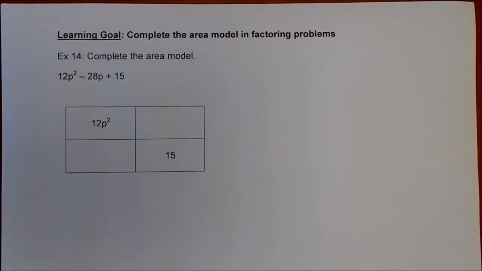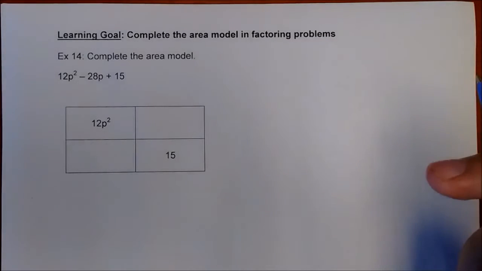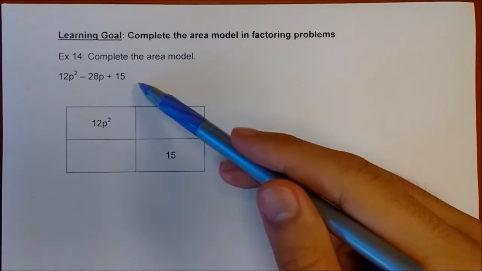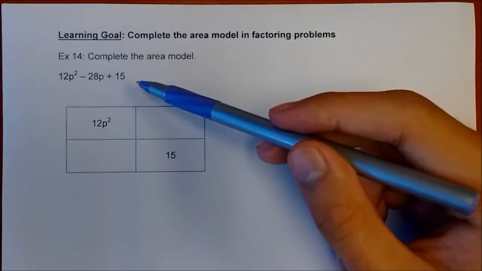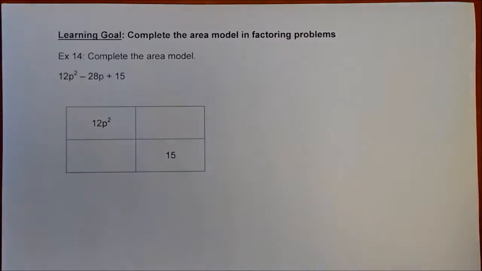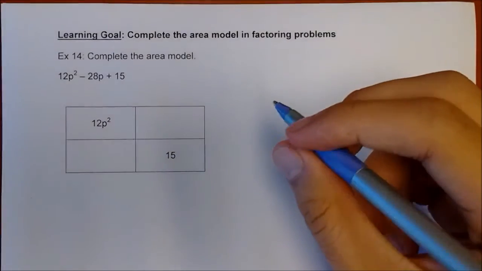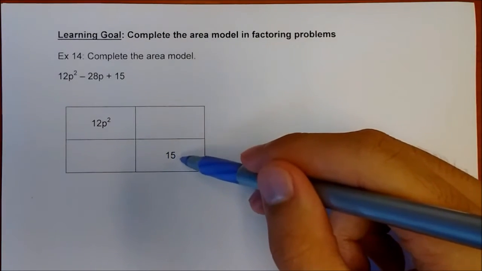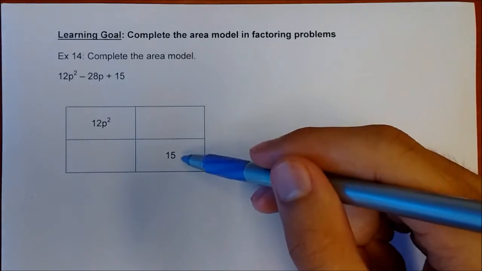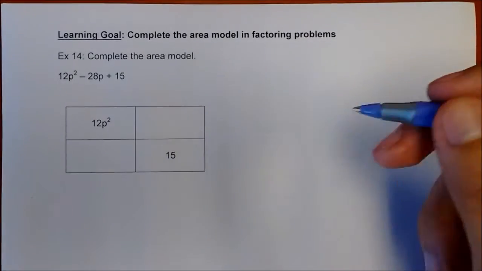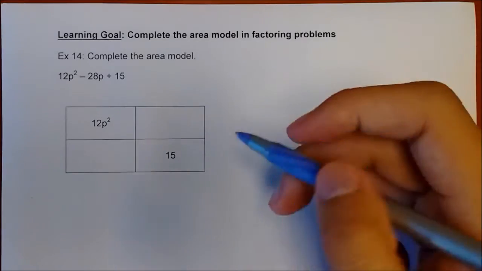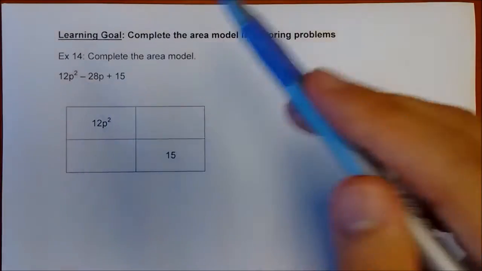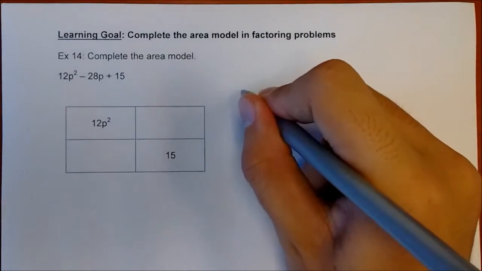So in this next example, we're going to complete the area model for 12p squared minus 28p plus 15. And you'll notice that they gave us no information about the factors, but they went ahead and placed 12p squared and 15 in the area model. If you remember from the previous example, we know that the product of the quadratic term and the constant term is the same as the product of the two linear terms. So that is some information that we have about our two linear terms that are missing from the area model. We also know that the two linear terms are going to add to negative 28p.